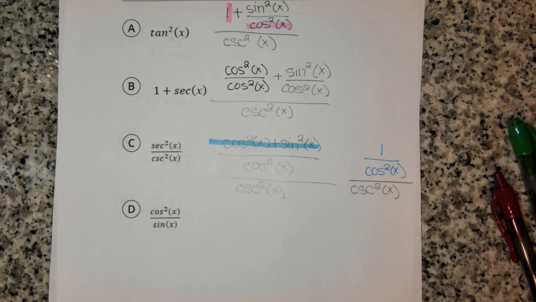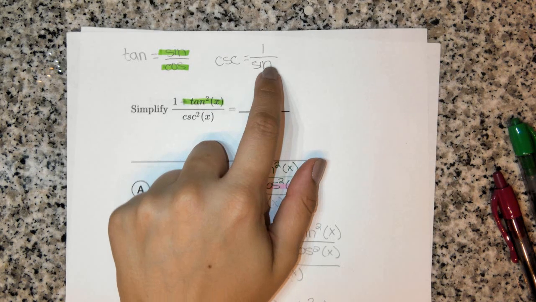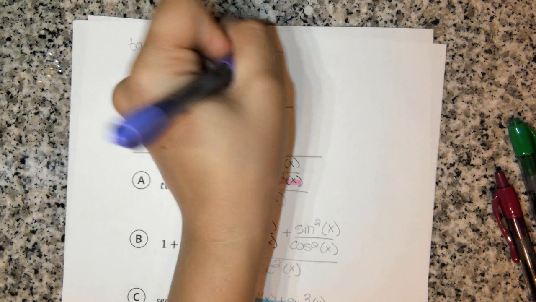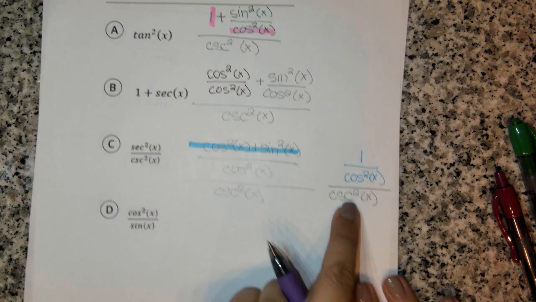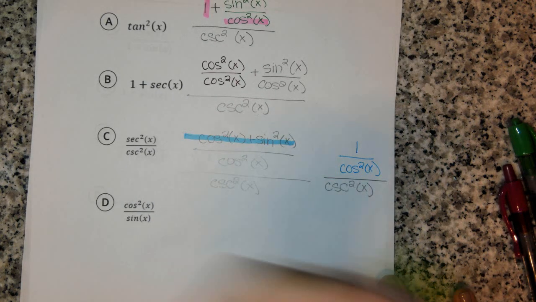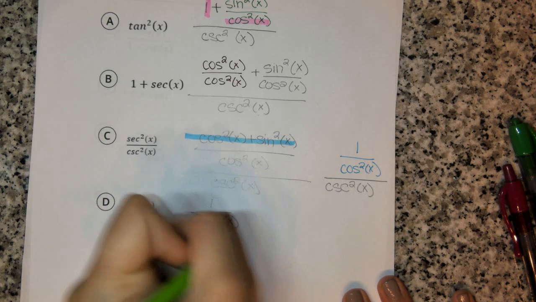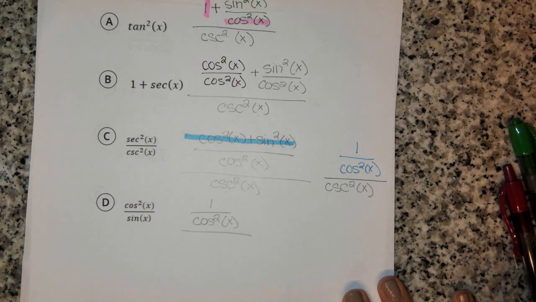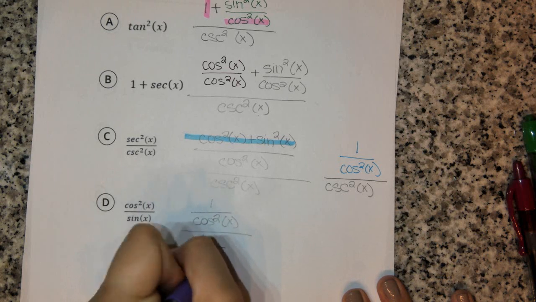Okay, so this is where we're going to use what we learned with cosecant. Cosecant is 1 over sine. That's what I have written up here. So cosecant is 1 over sine, this part. So I am going to substitute 1 over sine for this cosecant squared. So I have 1 over cosine squared of x divided by 1 over sine squared of x.